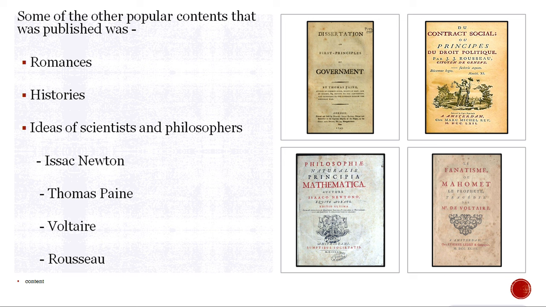You can see on your screen that what was basically written was romantic stories, romances, very small short stories, which people, of course, enjoyed reading. The other was histories. Histories would be about the local histories of the people, their areas. Another very important topic that was often written, you can see children on the screen, are the book covers of these four names that you can see. Isaac Newton, you all know. Then there was a very famous philosopher, Thomas Paine, the other one is Voltaire, and the last one is Rousseau.